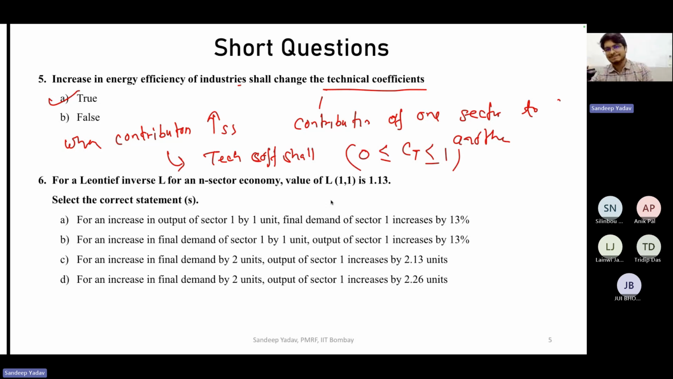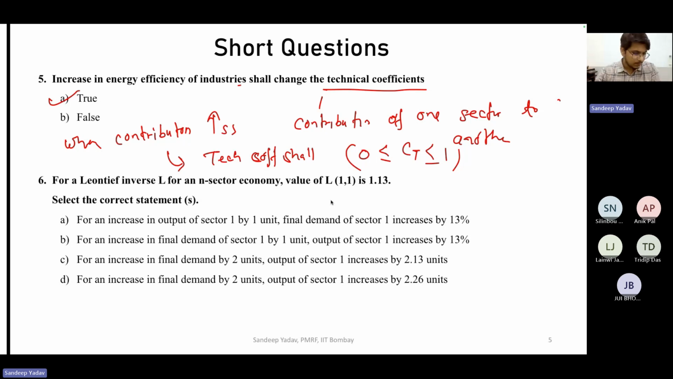In that range, it can vary as per the energy efficiency increases between the different industries. So I hope now it's clear. Now moving to question number 6. For a Leontief inverse L of an n sector economy, the value of L11 is 1.13.